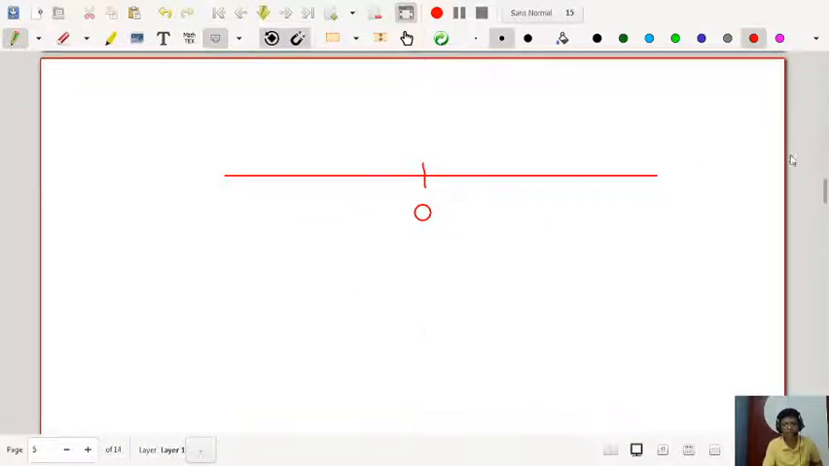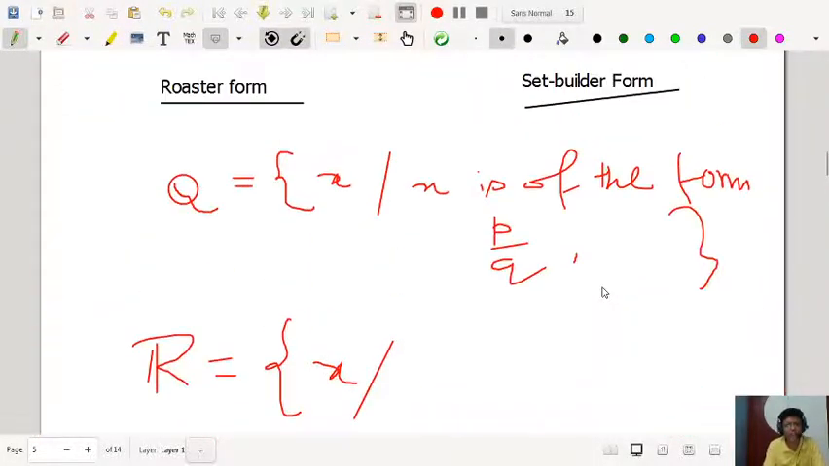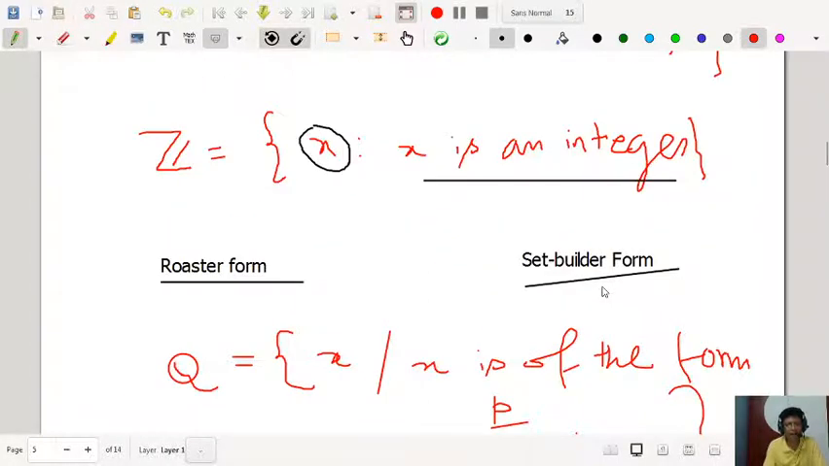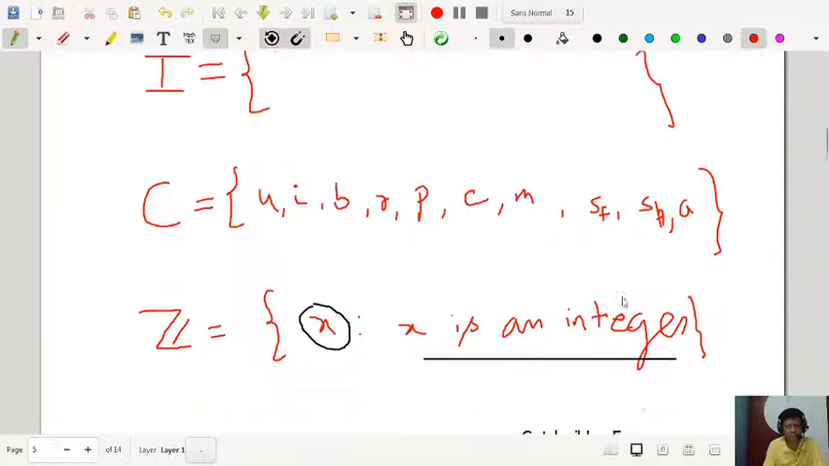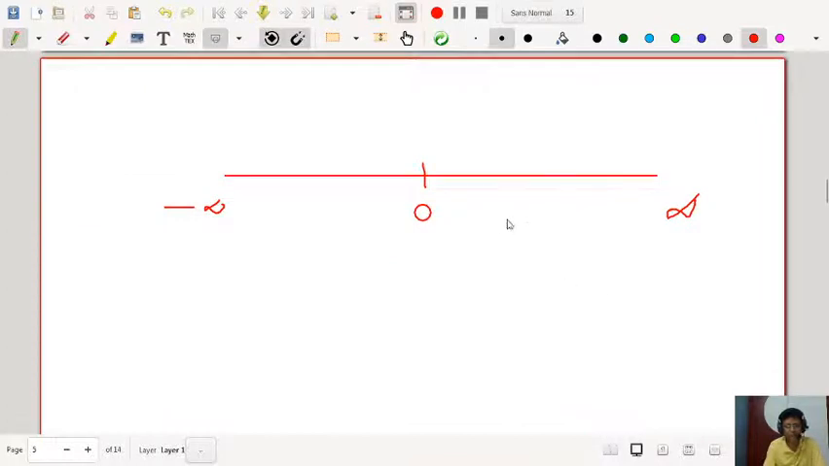This is a number line. It's minus infinity until infinity? Yes, absolutely correct. Numbers. Yes, all numbers. That means you are talking about a huge set that contains all integers, rational, irrational, all the things are there.